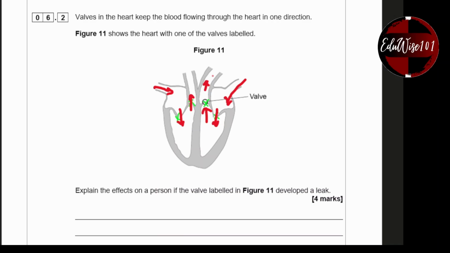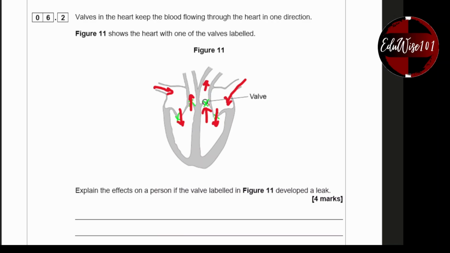Out of it again. Now the question is asking, explain the effects on a person if the valve labeled in figure 11 developed a leak. So what if this valve developed a leak? Well, blood comes in from this side to the atrium first on both sides, and fills in. When it's full, it's squeezed from the top and the blood enters the ventricles. Now when the ventricles on both sides, which is the bottom half, fill up, then the ventricles squeeze to push the blood out of the heart, not out of the body.